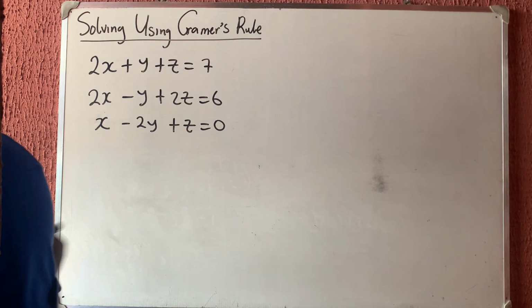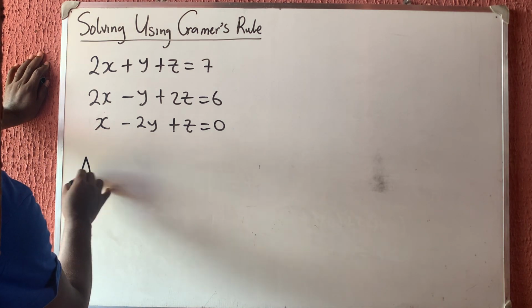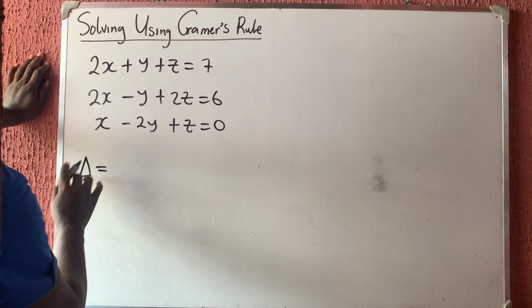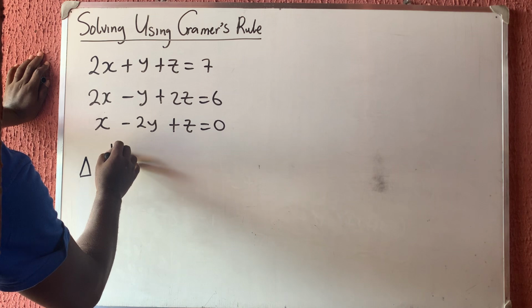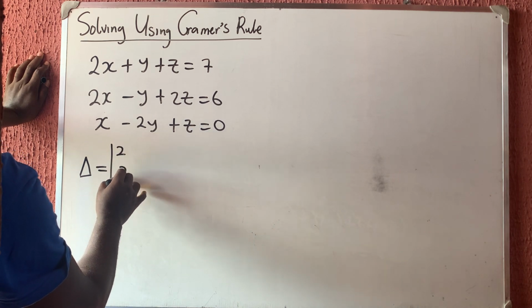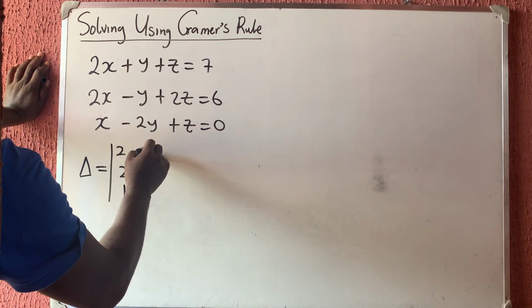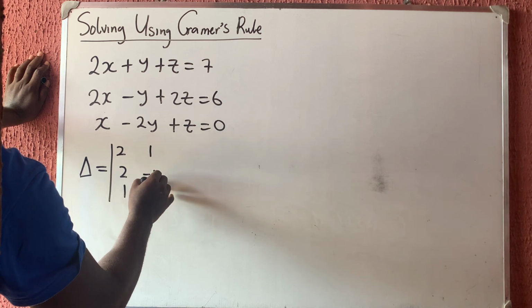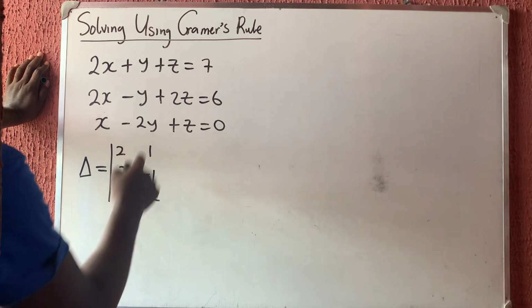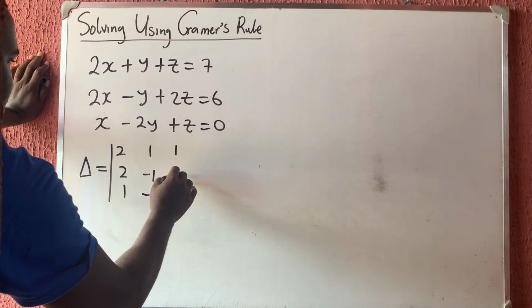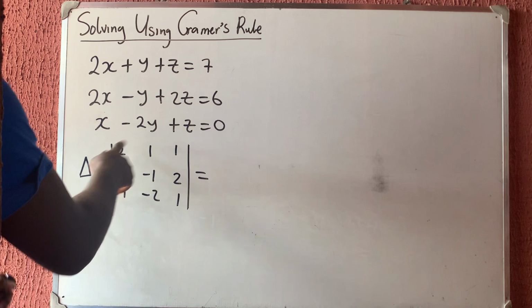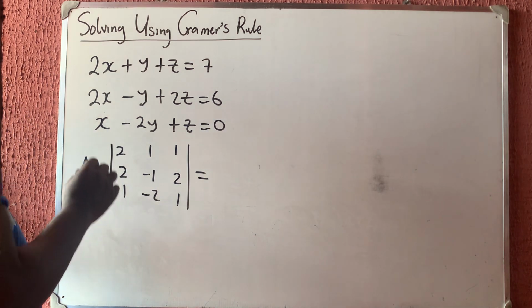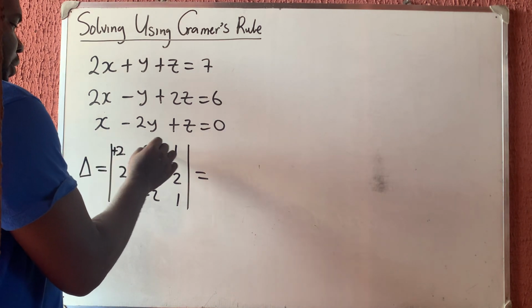So the first thing you do is to get your change. Our change is gotten by taking all the coefficients of the variables. So for x it is 2, 2, and 1. For y it is 1, minus 1, and then minus 2. Then for z it is 1, 2, and 1. Okay, so the next thing we do is to find the determinant of this. To find the determinant, simply say plus, minus, plus.